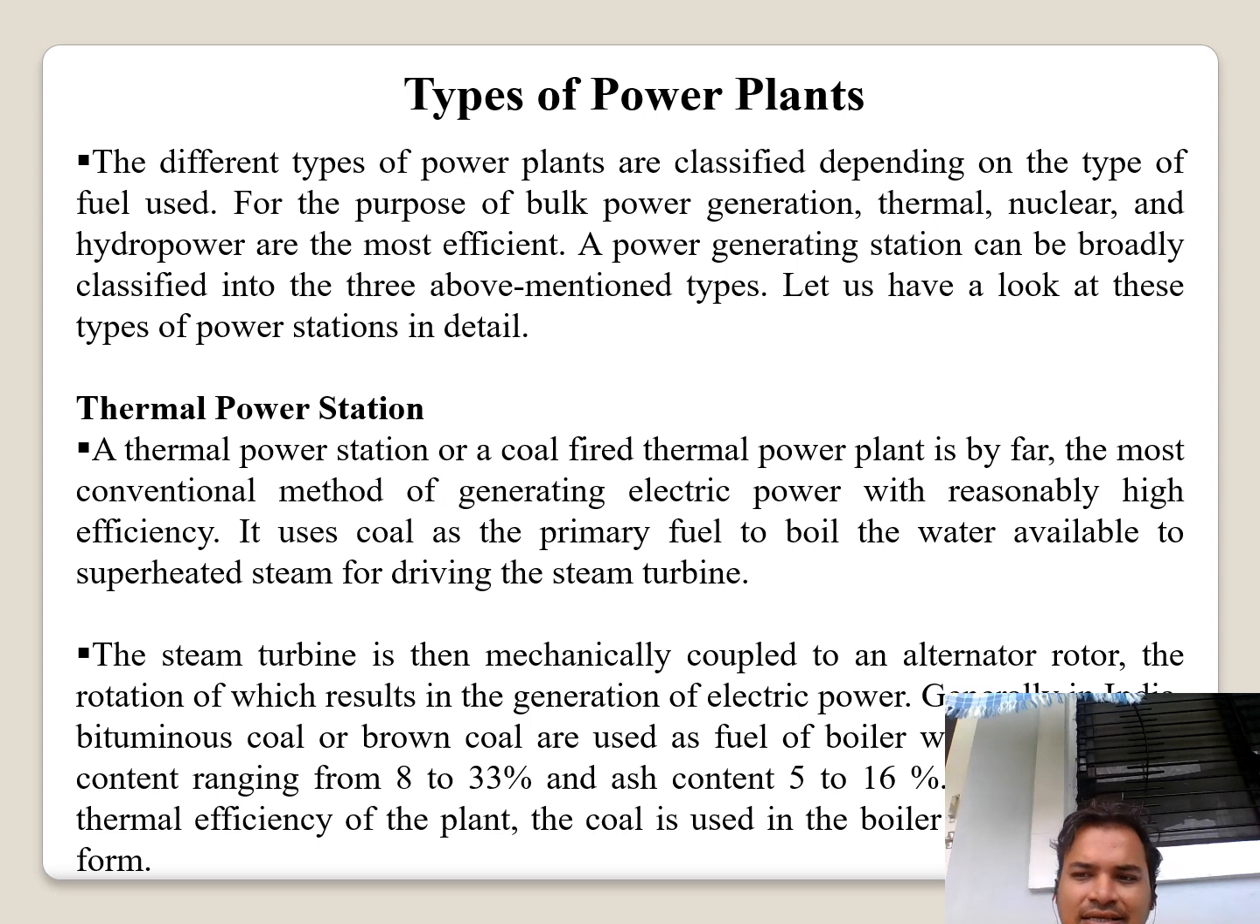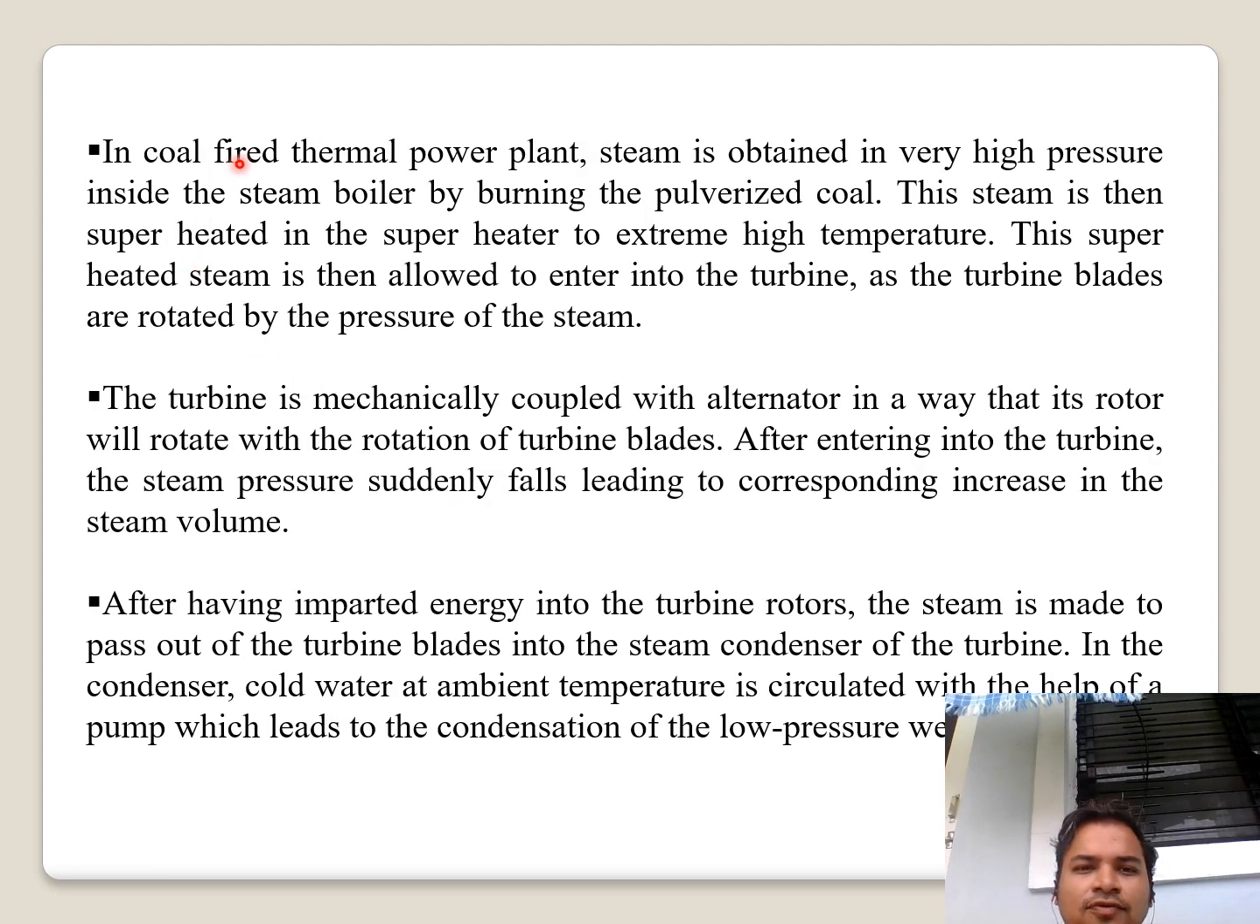Moving on to the next slide, in the coal-fired thermal power plant, steam is obtained at very high pressure inside a steam boiler by burning the pulverized coal. The steam is then superheated in the superheater to an extremely high temperature. This superheated steam is then allowed to enter the turbine, and the turbine blades are rotated by the pressure of the steam. Coal is burnt and used to boil the water, and after boiling the water, steam is produced.